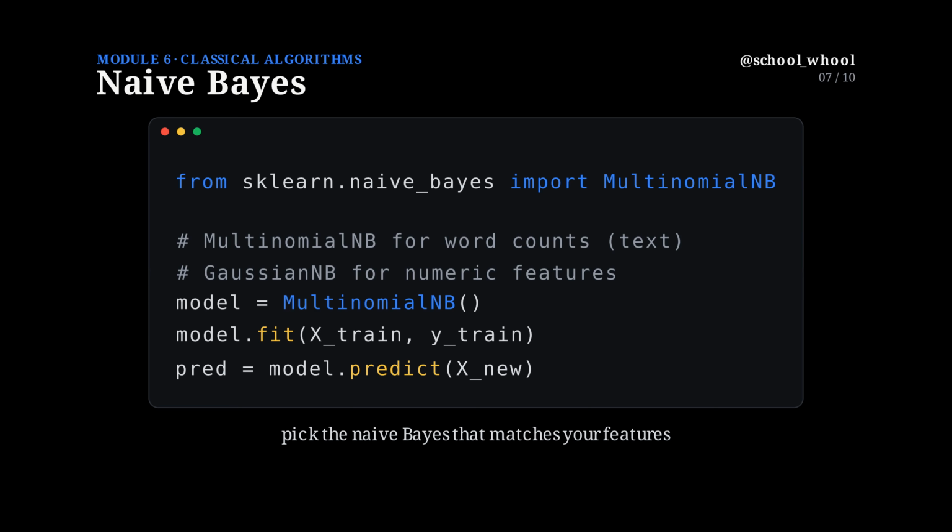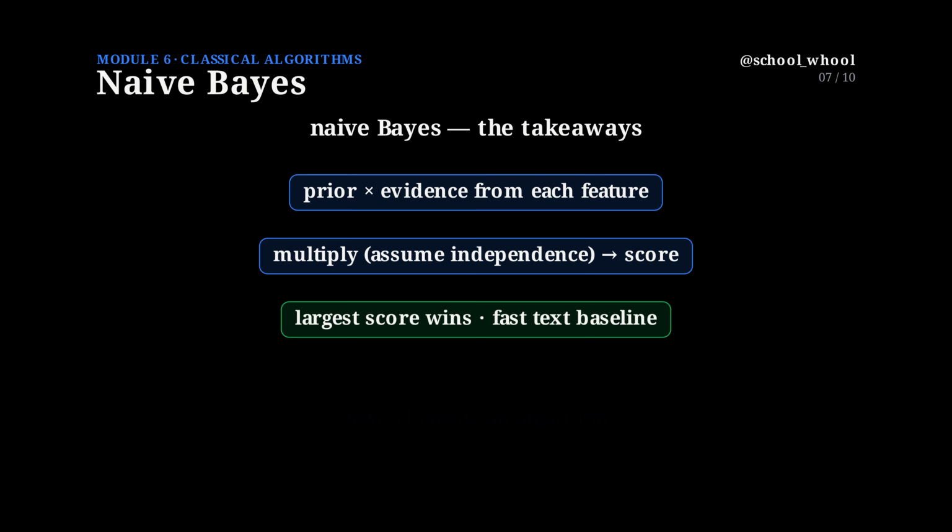So naive Bayes classifies with probability. Start from a prior, multiply the evidence from each feature, and pick the most likely class. It's naive, it's fast, and it's a fantastic baseline for text. We've now met 7 algorithms. Next, we learn how to choose between them.